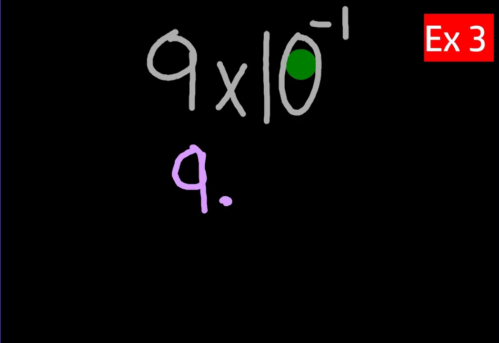Okay? And then for step 1, since the exponent's negative 1, we're just going to take this decimal and move it 1 to the left. Like so. Final answer is going to be 0.9.